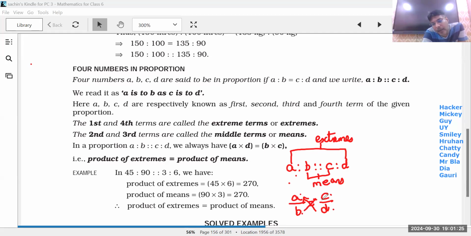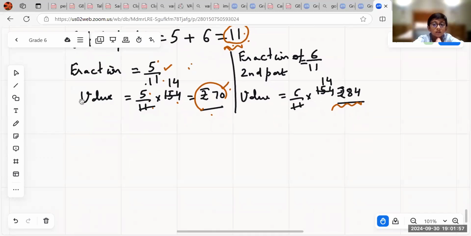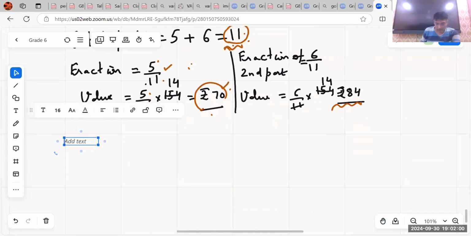Then we can cross multiply. I will get AD equal to BC. This gives me another formula. If my product of extremes is equal to product of means, then my numbers A, B, C, D are in proportion. Understood? Not understood, guys? Proportion with 3 numbers has different terms which I will teach you, but not now. Not this year, in grade 7. Just a definition.